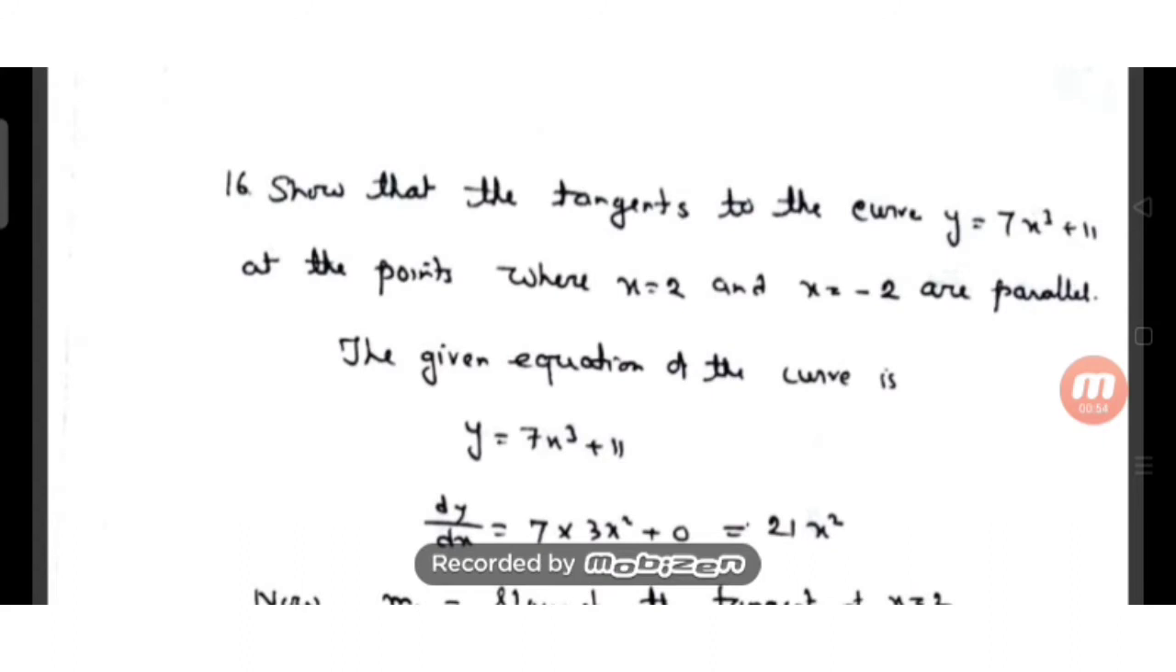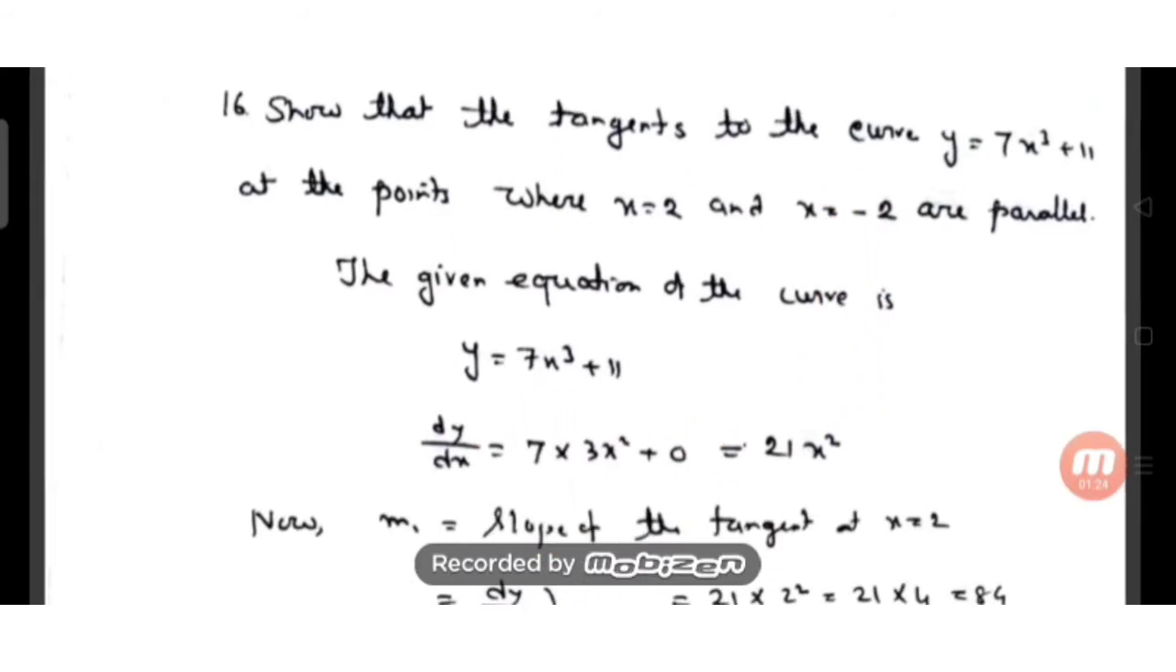So here also we will try to show that if the slopes at the point x equal to 2 and x equal to minus 2 are equal, then we can conclude that the lines are parallel. Okay, so here we are considering the curve. The given equation of the curve is y equal to 7x cube plus 11. So to get the slope of the tangent at the point x equal to 2 and minus 2, let us get the value of dy dx.